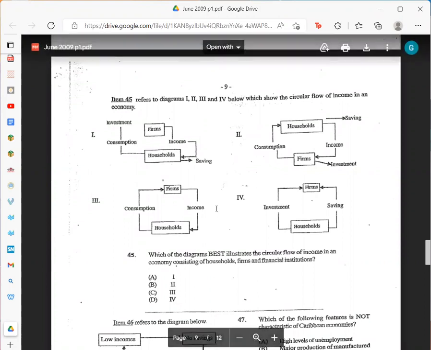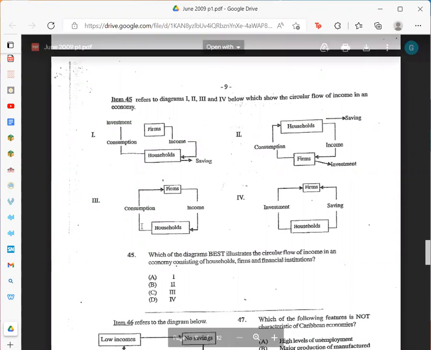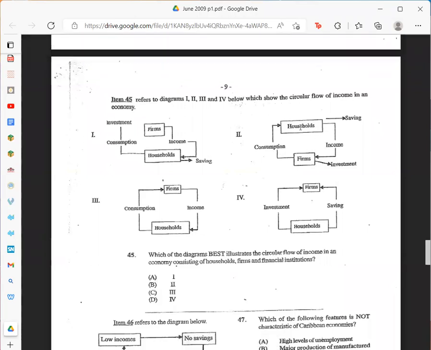There should be a separate place showing the investment and saving thing next to it, so I think three should have been the ideal one. It can't be two, because firms don't consume from households and households don't give income to firms. So it's not two. It's not D as well, because households don't invest and give the saving to firms. If this was the other way around, I might have flexed with it, but that is not it.